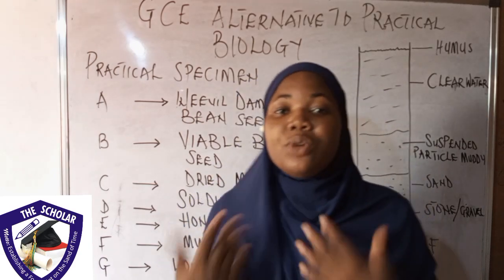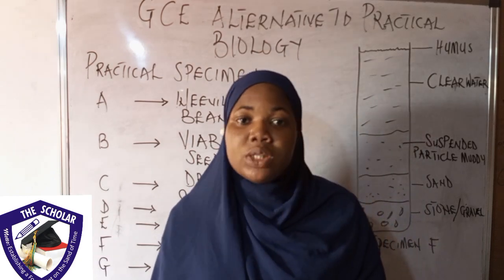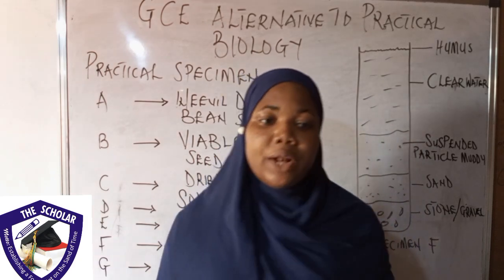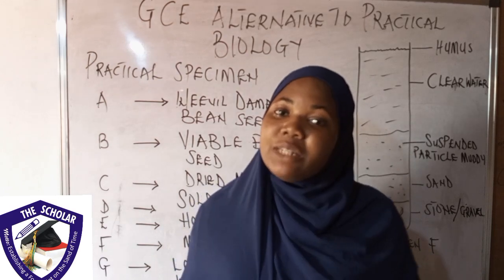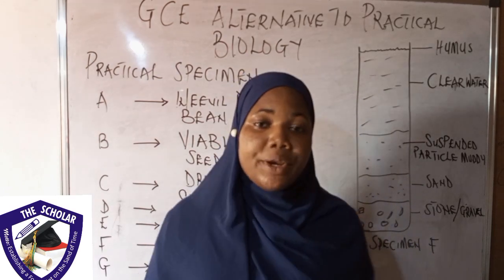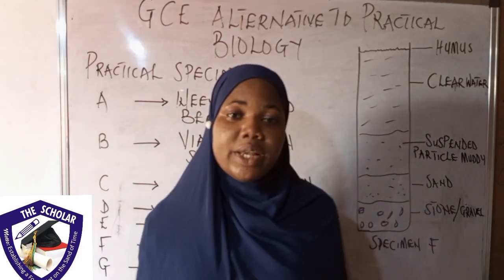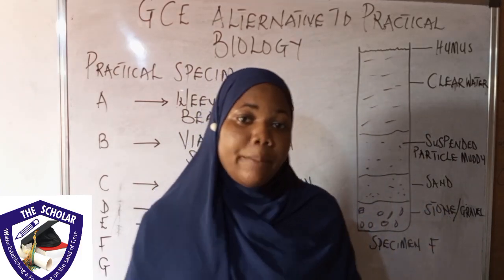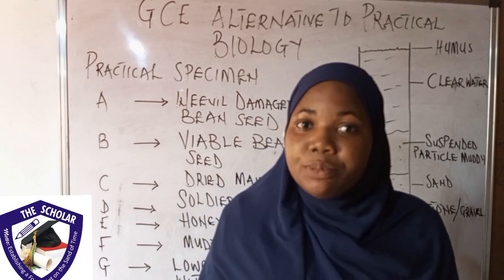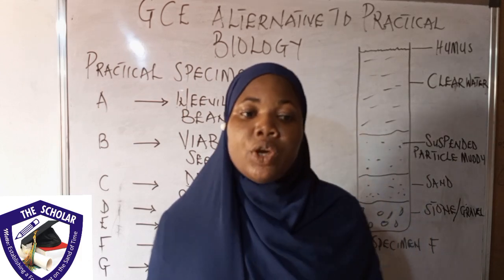Another one is that you can say the bean has been damaged by the weevil. Another one is that part of the bean seed has been eaten up by the weevil. Now that hole that you are seeing, you can also say that it has been perforated by the weevil. You can say that this bean seed has been perforated by the weevil.